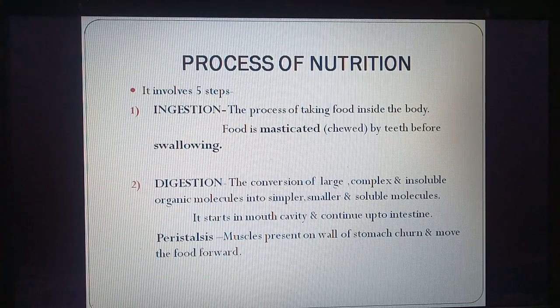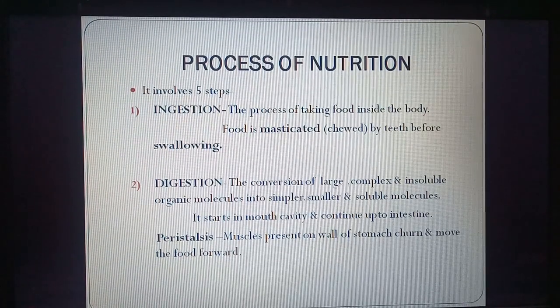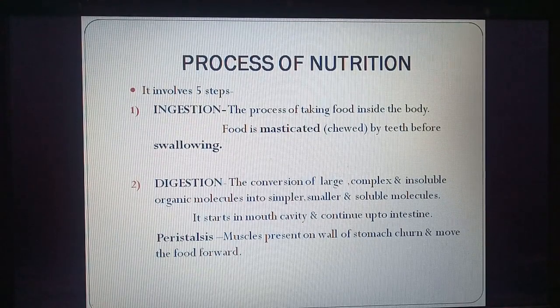Now there is a term related with the alimentary canal. It is called peristalsis. We all know that food is moved forward in the alimentary canal from mouth to pharynx, esophagus, stomach. How does it move? It moves with the help of muscles present on the wall, the muscles present on the wall of the stomach.